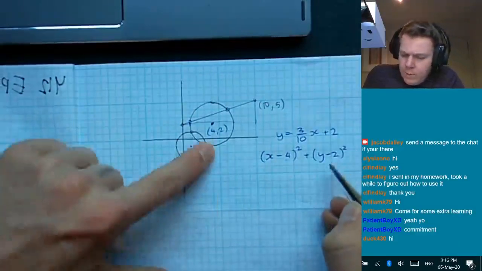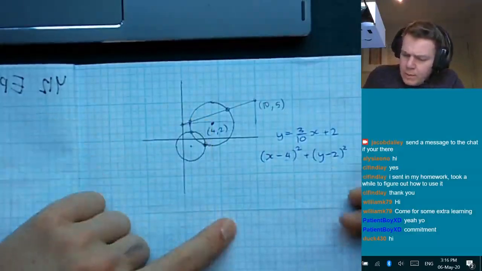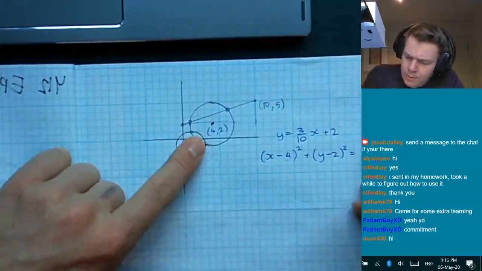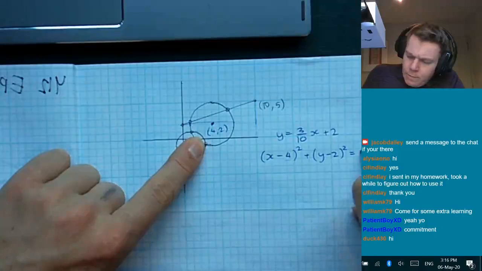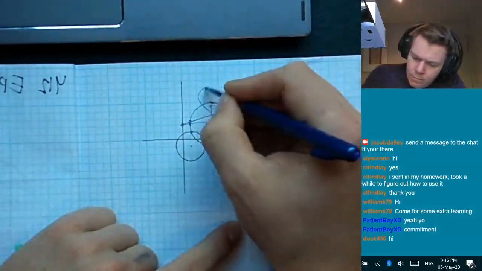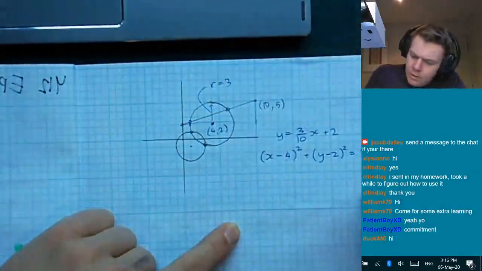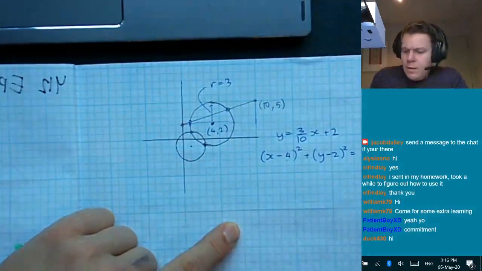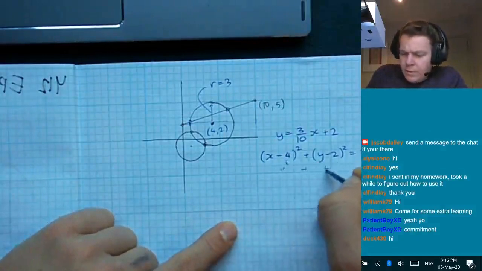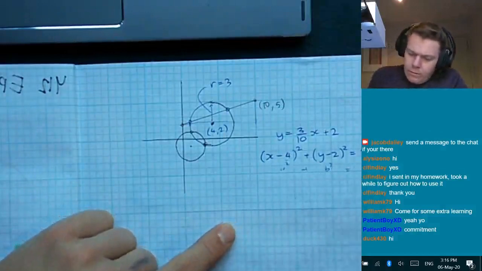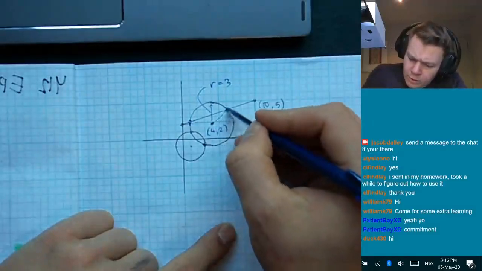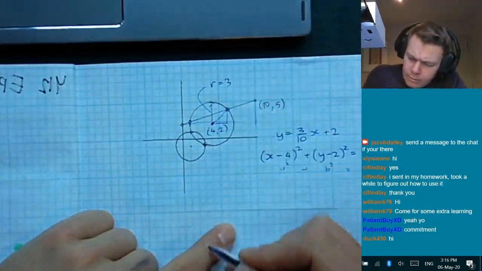It's been shifted up 2 in the y direction. And that's going to equal 3 squared, because the radius equals 3. And then you can think of this as your a squared plus b squared equals c squared, because you've essentially got a triangle going all the way around.